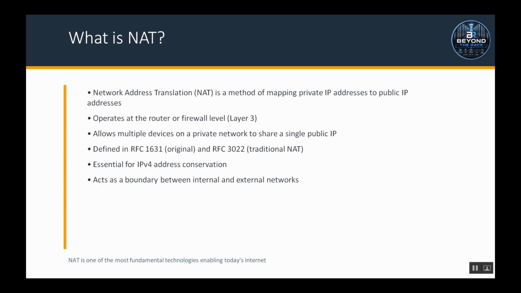What is NAT? Network address translation. It is a method of mapping private IP addresses into public IP addresses. It operates at layer 3, what we call routing or firewall level. It allows multiple devices on a private network to share a single public IP address, defined in RFC 1631 and RFC 3022. Essential for IPv4 address conservation, it acts as a boundary between internal and external networks.